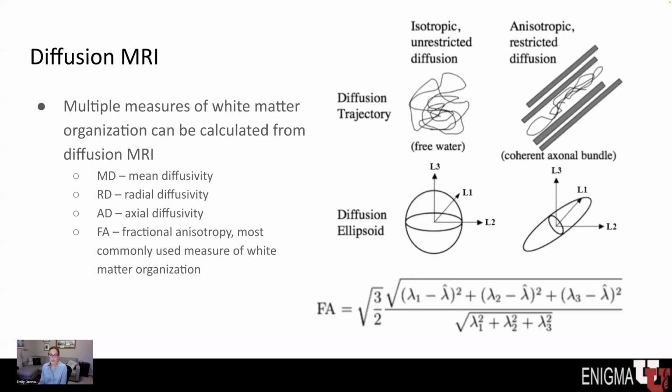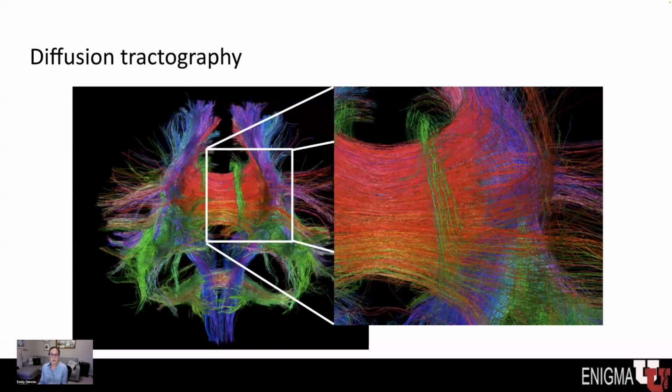When we have this information about the direction and the magnitude of water diffusion, we can use this to connect the dots, essentially. If you have those little ellipsoids at every voxel in the brain, you can line them up to create smooth tracks. This is called tractography, or diffusion tractography. This is similar to the image from two slides ago that showed the colors. It's showing the same thing, where red fibers are those that are moving left-right, so primarily the corpus callosum.